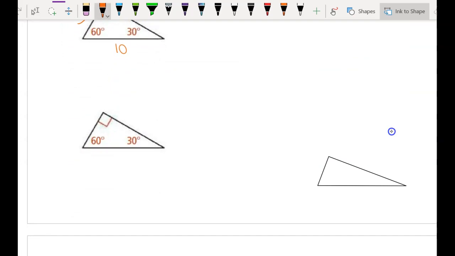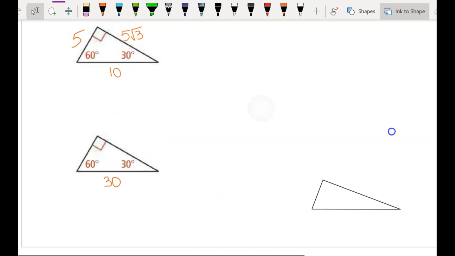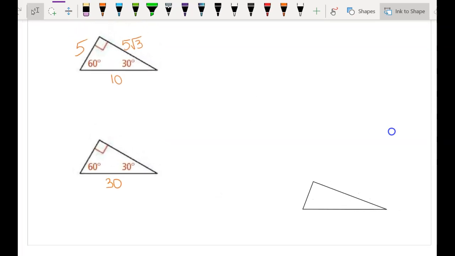Now what if they give you the hypotenuse? Well, what's the short leg? Well, this is 2 times the short leg. So what's half of 30? Well, that's 15. Oh, now I have the short leg. I can do my long leg. So my long leg is the value of the short leg times the square root of 3.